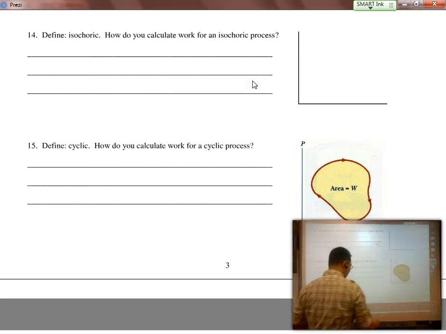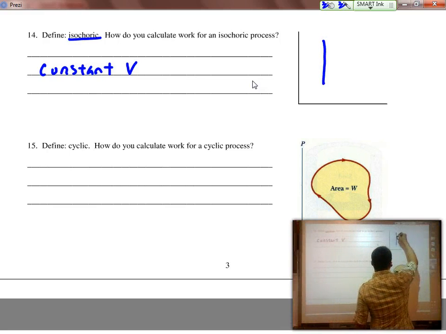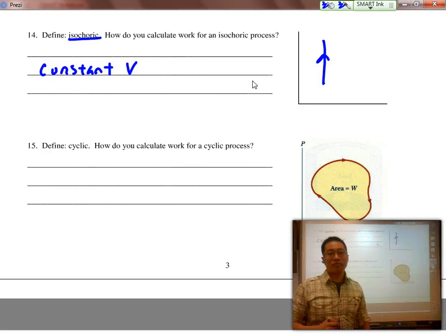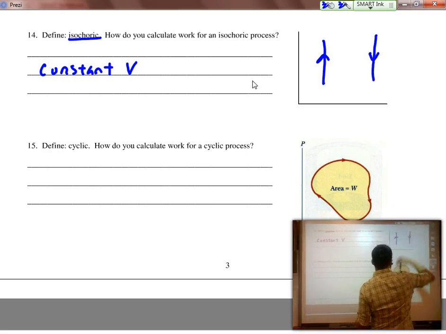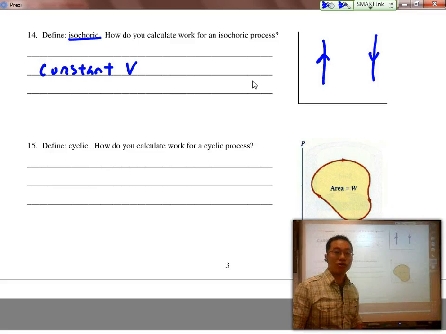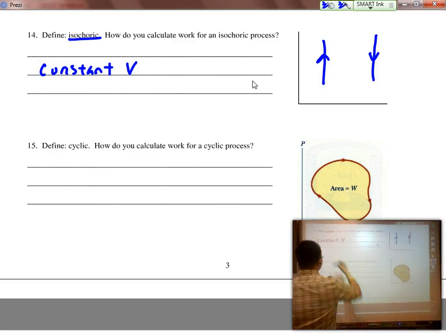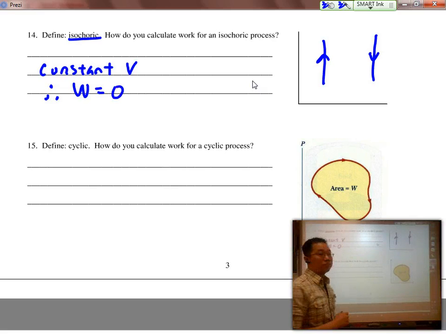Isochoric, we've already done isochoric, you just don't realize it. We've spoken about constant temperature, we've spoken about constant pressure. Isochoric means constant volume, meaning either increasing pressure like that or decreasing pressure like that, but the volume stays exactly the same. And of course, because there's no delta V, therefore, work is equal to 0.